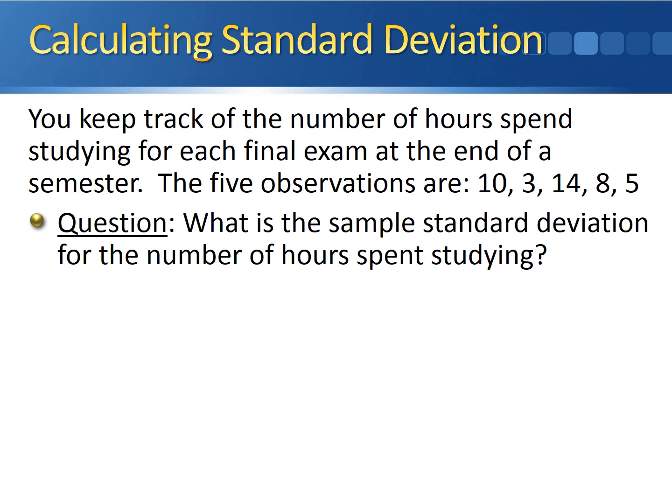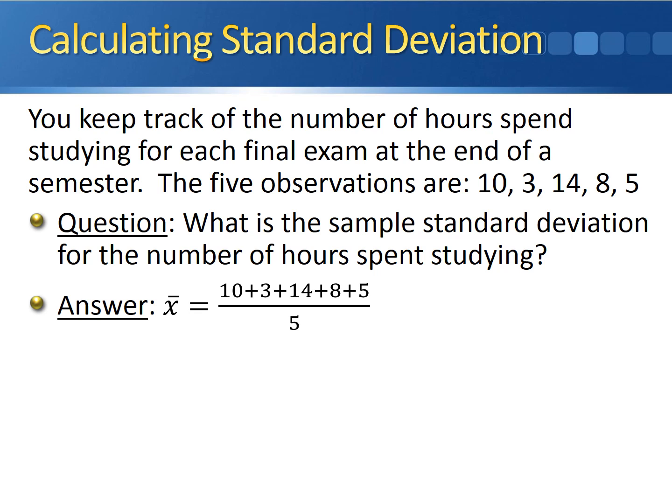We want to know, what is the sample standard deviation for the number of hours you spent studying? First things first, whenever you want to calculate the sample standard deviation, you need the sample mean. Your sample mean, if you recall, is going to be the sum of your observations, 10 plus 3 plus 14 plus 8 plus 5, divided by the total number of observations, which is 5. The sum in the numerator is 40. 40 divided by 5 gives you 8.